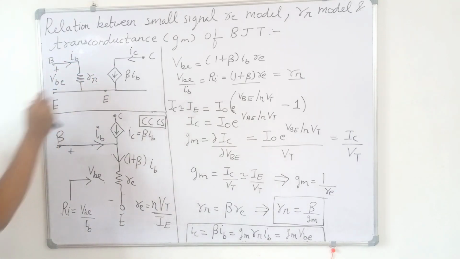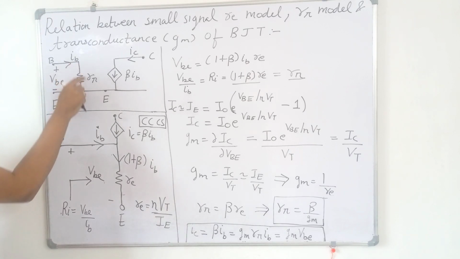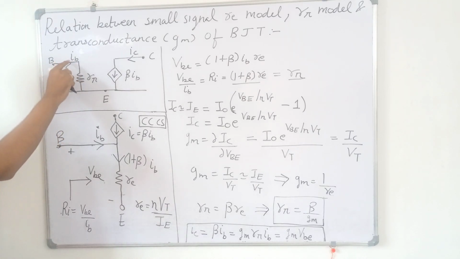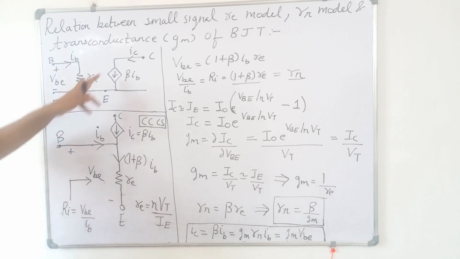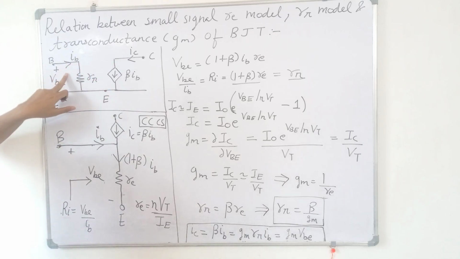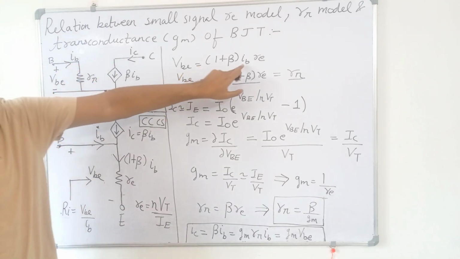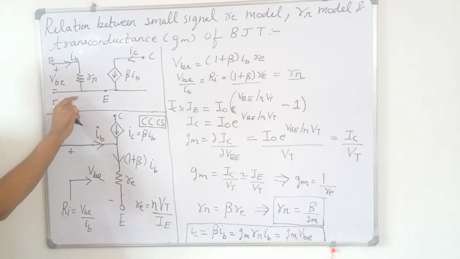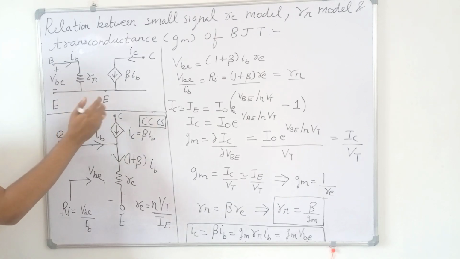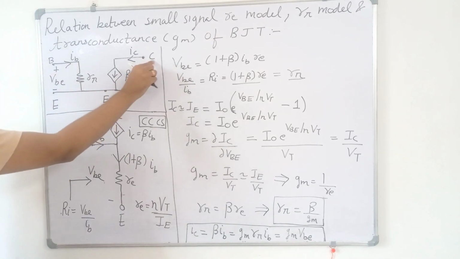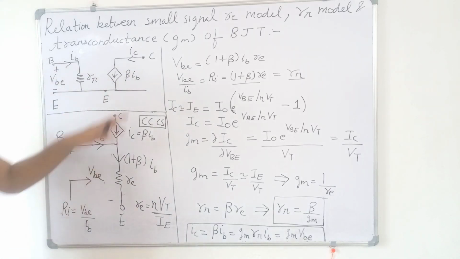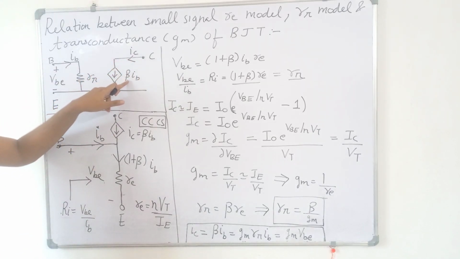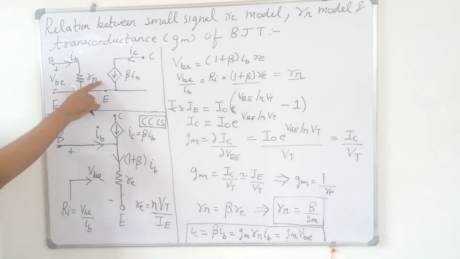So this is resistance r pi, because this is the base current IB. So VBE equals IB into r pi, that is re into (1 plus beta). This is the small signal r pi model. This is the emitter terminal, then this is your collector terminal. Again, the collector current is represented as a current dependent current source beta IB. So remember these two models.